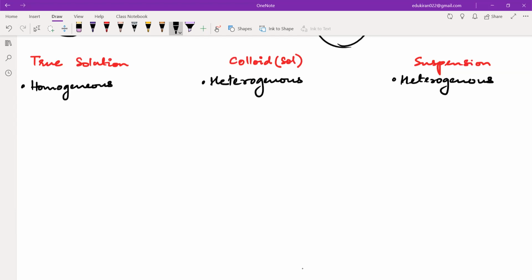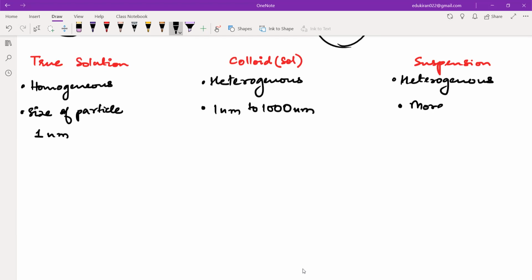This is the first point. Next is the size of particle. Now this is important. In a true solution, the size of particle is about 1 nanometer. In a colloid, the size of particle is between 1 nanometer and 1000 nanometers. And in a suspension, the size is more than 1000 nanometers.